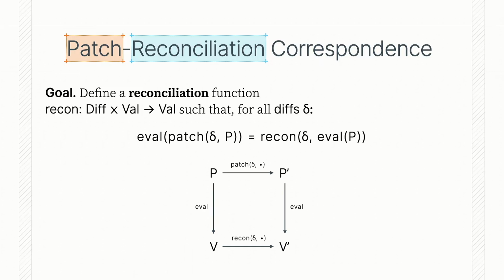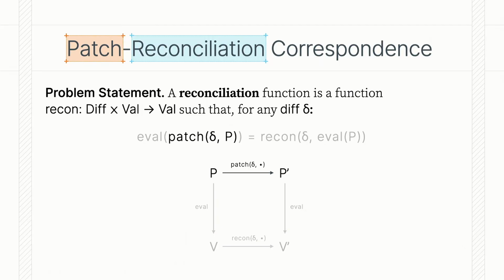All right, so let's break this down step by step. On the left here, we're saying that if we first start by patching a program based on that diff to a new program P prime, and then we evaluate that to a new output V prime, that should be identical to first evaluating the program to the output and then reconciling that output based on the diff. And showing this equality is what's going to allow us to rely on these parallel applications of patch and recon to reach P prime and V prime respectively without actually needing to run this eval step.